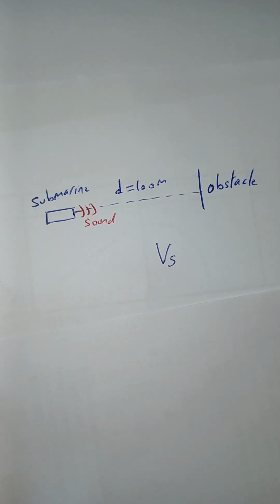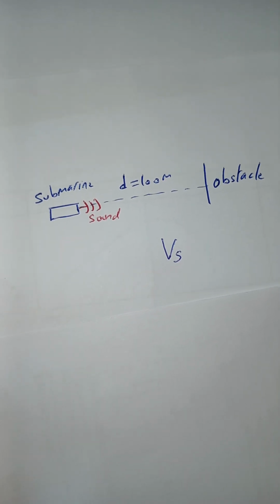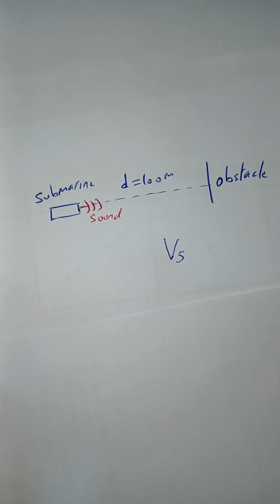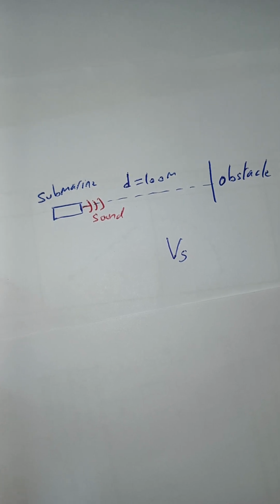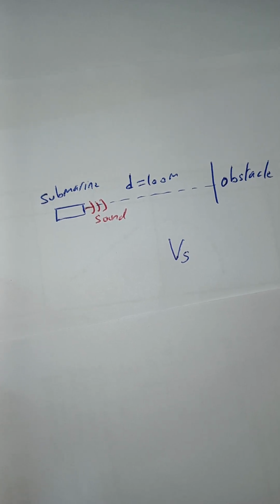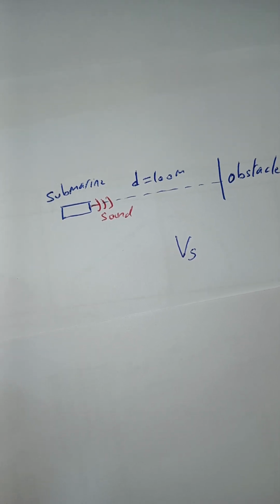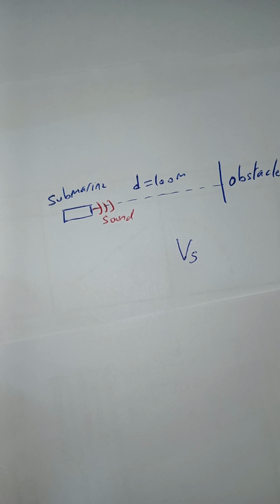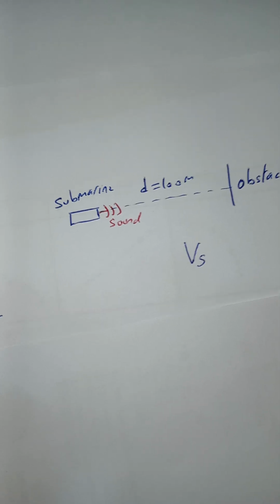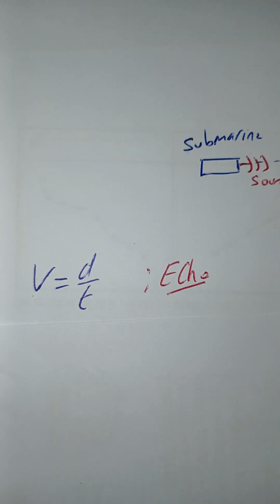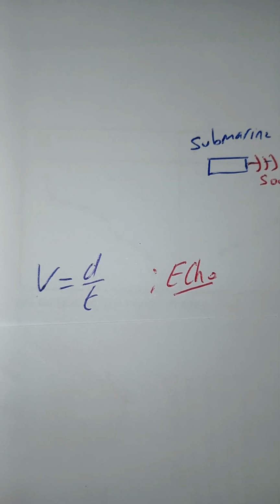Now in this problem, we will try to find the speed of a submarine that moves with constant speed in water. We know that this submarine has a sonar that emits and receives the sound and its echo. To solve this problem, we will use two concepts in physics.